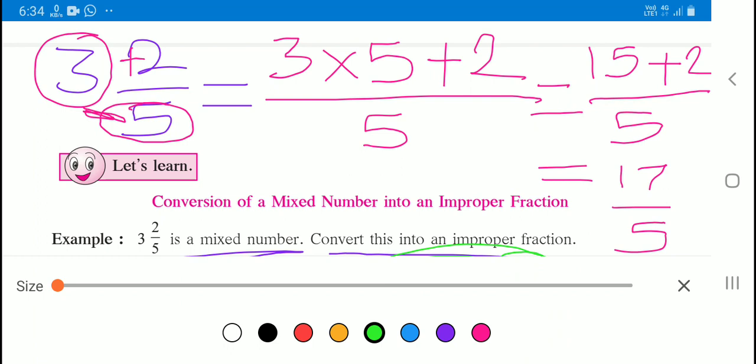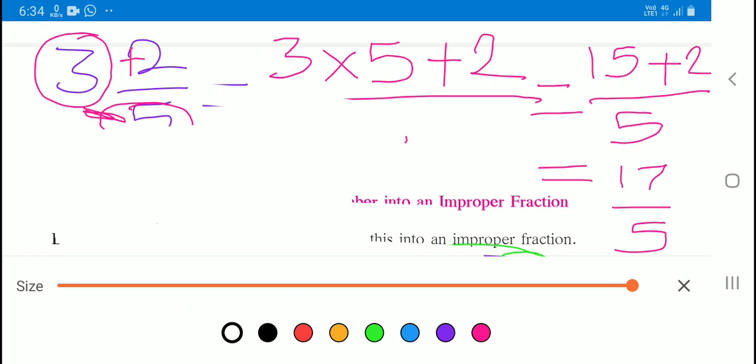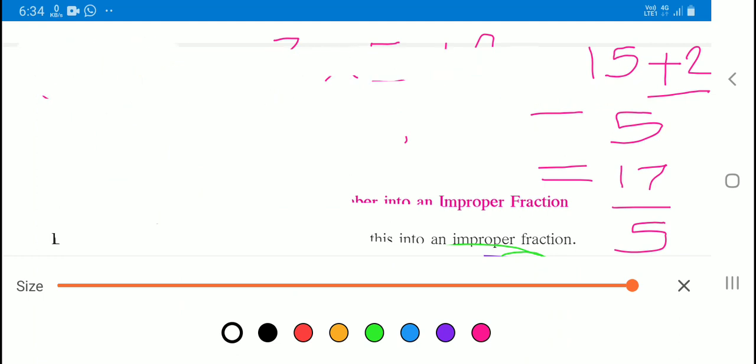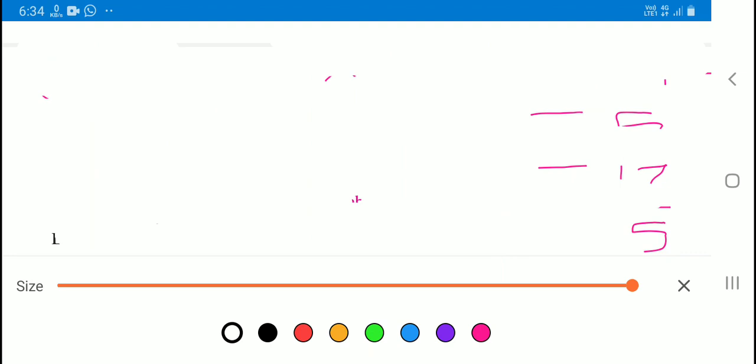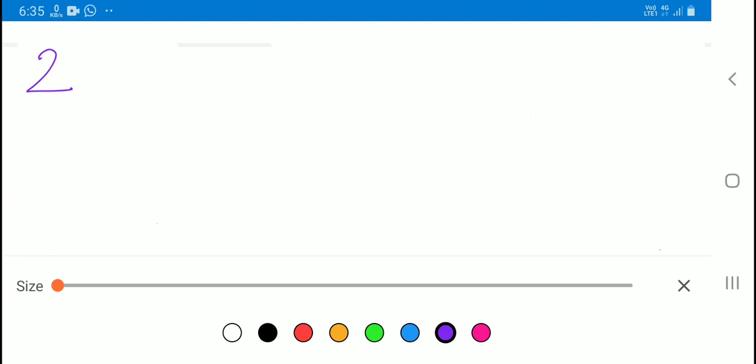So, first of all, I will make place for that. We will see more examples of conversion of a mixed number into an improper fraction. Okay, so we'll see the examples. I will take a few examples here. Now, first, the mixed number is 2 and 3 upon 5. Okay, now I will solve this example.